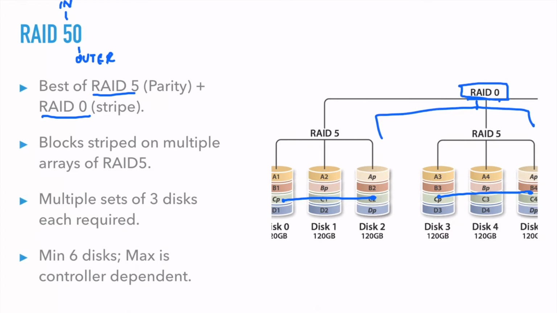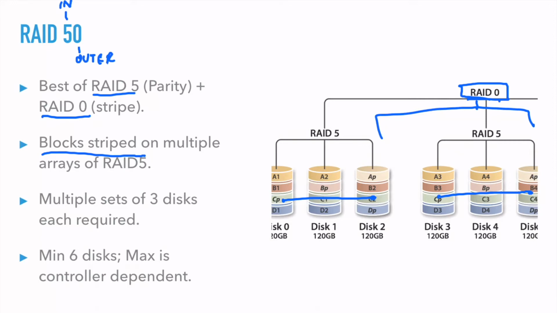When I say controller, it is basically the higher level. The complete RAID structure is defined at controller level. So blocks are striped on multiple arrays of RAID 5. So when data flows into this volume, RAID 0 would stripe the data. So it would alternate sending data to each of these subset RAID structures.